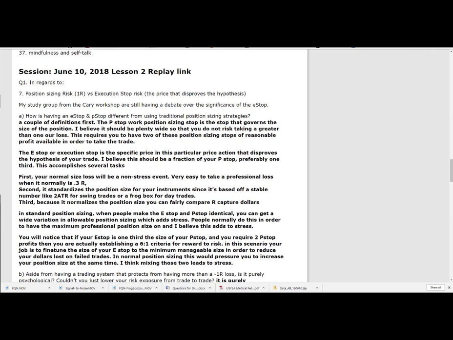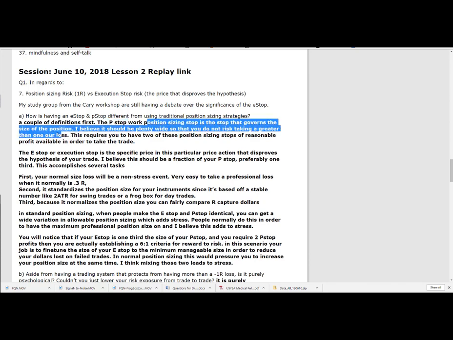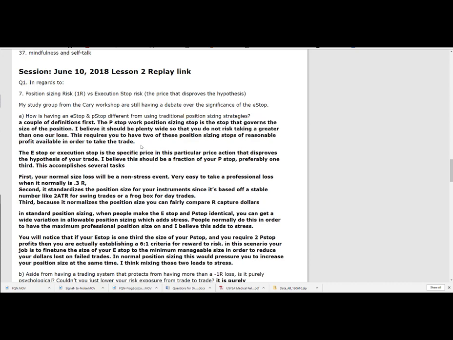Okay. So a couple definitions first. The first one is that the P-stop is a position sizing stop that governs the size of the position. And I believe it should be plenty wide so that you don't risk taking a greater than 1R loss. I got to change that to R, sorry. And so this requires you to have two of these position sizing stops of reasonable profit available in order to take the trade.